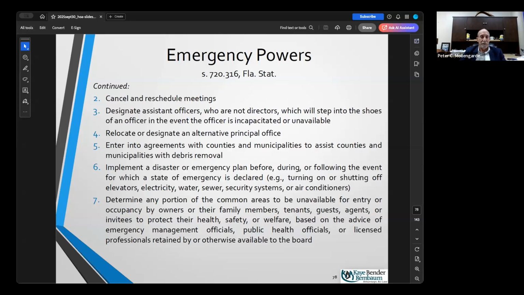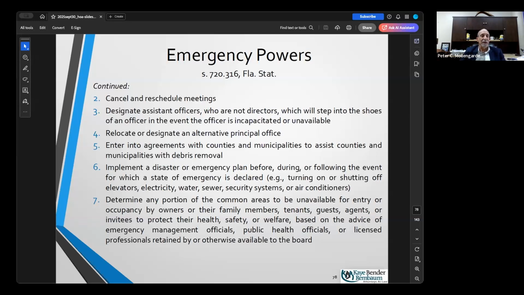Cancel and reschedule meetings. Designate assistant officers who are not directors to step into the shoes of an officer in the event the officer is incapacitated or unavailable. Relocate or designate an alternate principal office. Enter into agreements with counties and municipalities to assist with debris removal. Implement a disaster or emergency plan before, during, or following the event for which the emergency was declared. Stuff like shutting off elevators, electricity, water, sewer, security, AC units.